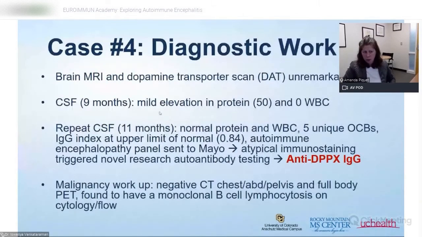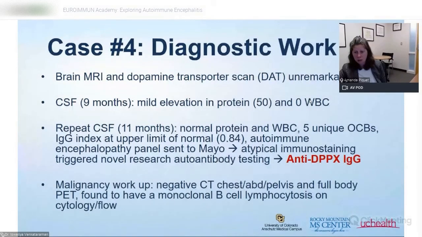See? And so he had further workup. He had imaging, so he had a brain MRI, which was normal. He had something called a DAT scan or a dopamine transporter scan, given the concern for a potential underlying Parkinson's disease in the setting of a neurodegenerative disorder, and that was negative. He had spinal fluid done at 9 months after his initial onset of neurologic symptoms, which was essentially normal, just a very mild elevation in his protein, and no evidence of inflammation with zero white blood cells.